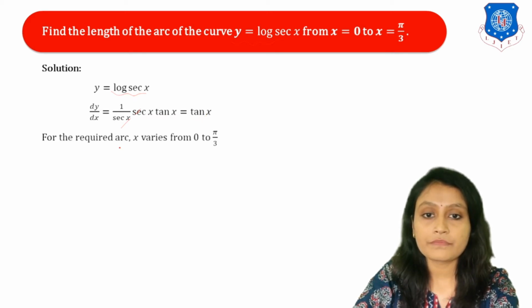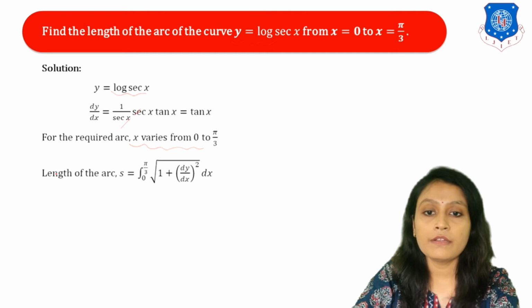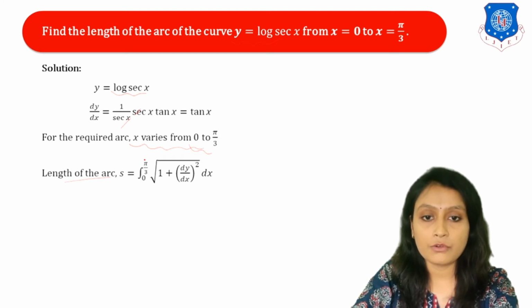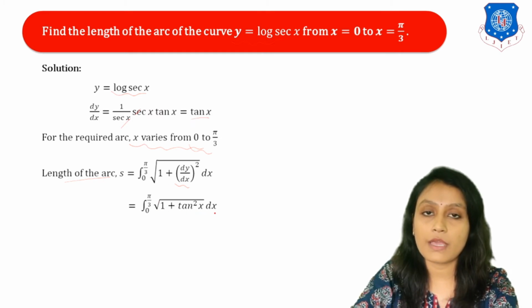Now we know x varies from 0 to pi by 3, as given in the question. So we will find the length of the arc, which is given by the formula s is equal to integration 0 to pi by 3 under root 1 plus dy by dx whole square dx. Here x varies from 0 to pi by 3, so the limit of integration is 0 to pi by 3. Now we will substitute the answer of dy by dx, which is tan x. So here we have under root 1 plus tan square x dx.